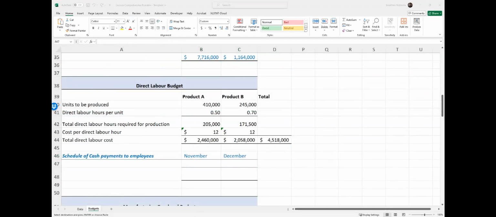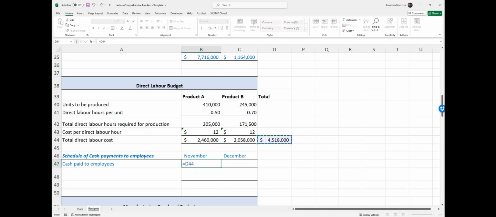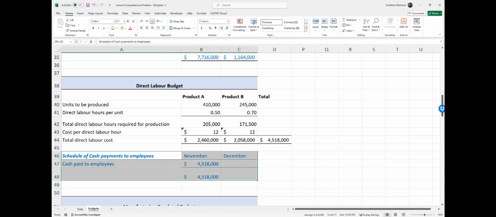So this is cash to be paid to employees for direct labor. That's the amount that's going to be paid in November, and that's it. We're done with the schedule. So the schedule is not part of the budget, always remember that, but I do it as I move along because all that information will be necessary to prepare your cash budget and the balance sheet later. Okay, so that's it with the direct labor budget. Now we're going to move on to the manufacturing overhead budget.